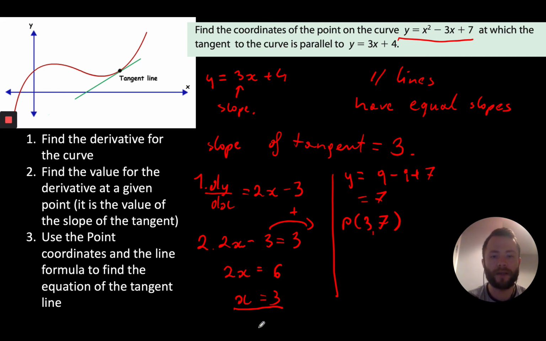If you find that x coordinate, by substituting it into the equation of your curve, you can find the y coordinate for that point to get the coordinates of the point. So the first step is always finding the derivative, and then depending on the type of problem, you might either have to find the line or solve a simple equation to find the point coordinates.